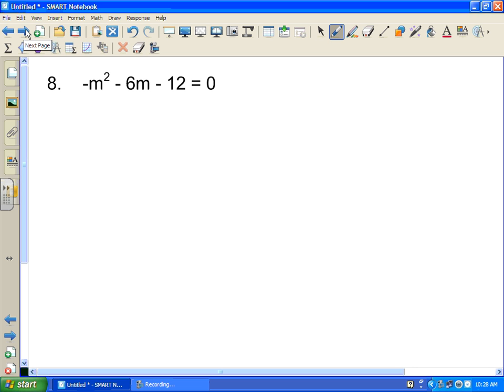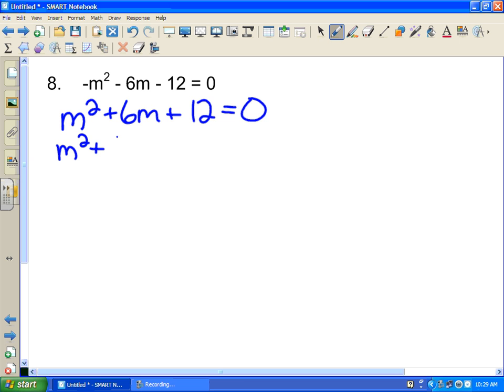Negative m squared minus 6m minus 12 equals 0. Okay, it looks confusing with the negative in front, but let's use some common sense math. What can you do to get rid of that negative? You can move sides. Yeah, it's multiplying by a negative or dividing by a negative, however you want to think of it. Basically, you can just change all the signs, as long as you do it to every single term. Okay, now it's not too bad. There's nothing in front of the m squared, so we're not going to have to factor it first.